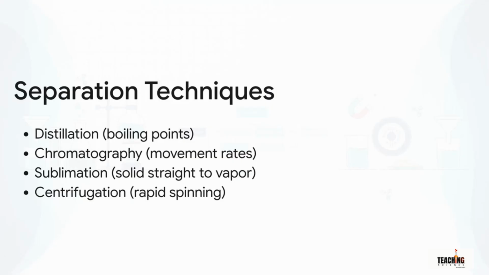And depending on the mixture, we can use a bunch of other really fascinating techniques too. For example, we use distillation to separate completely mixed liquids based purely on their different boiling points. Then there's chromatography, which actually comes from the Greek word for writing with color, and we use that to separate mixtures based on how fast their different components move. We also have sublimation, which separates solids that turn straight into vapor without ever becoming a liquid. And finally, centrifugation. This uses incredibly rapid spinning to separate heavier particles from lighter ones, exactly like when they separate blood components in medical labs.